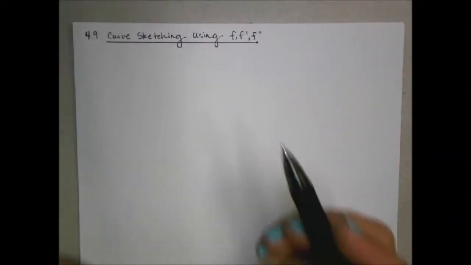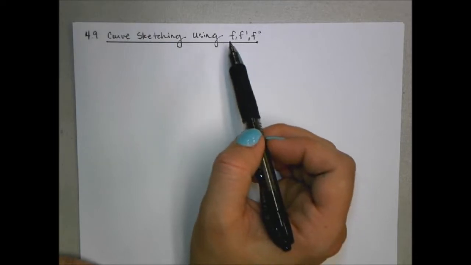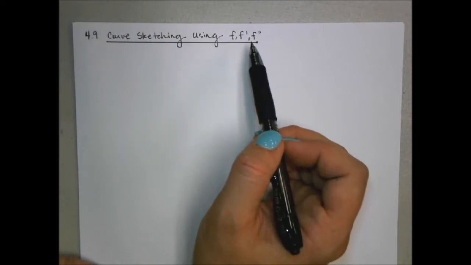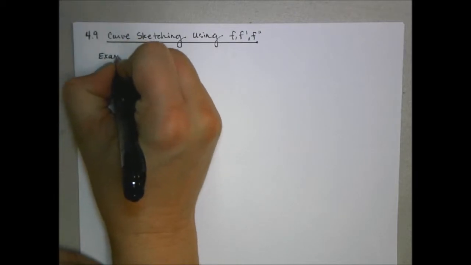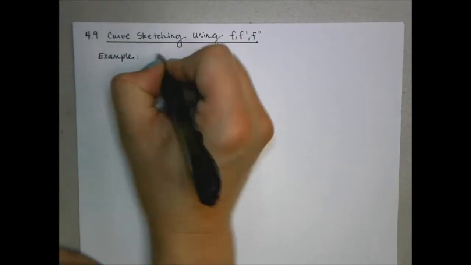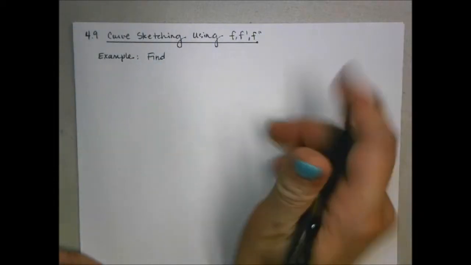In 4.9, our last objective for Unit 4, we're going to be sketching a curve using what we know about a function, its derivative, and its second derivative. So it's just one example. And I'm going to ask you to find all of its characteristics.